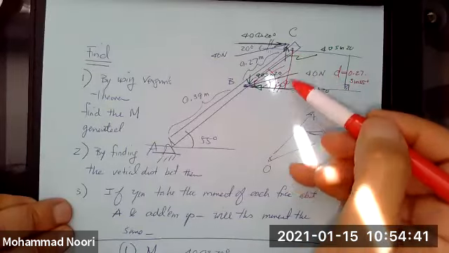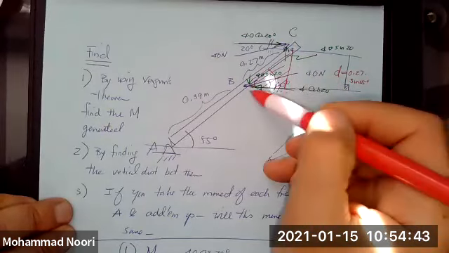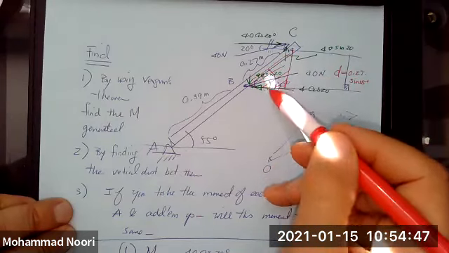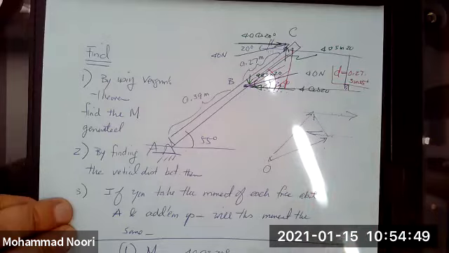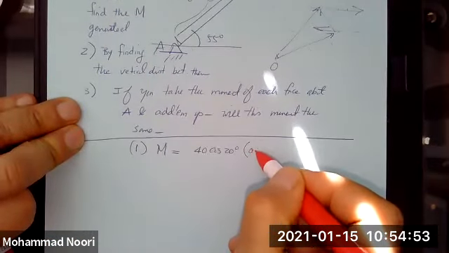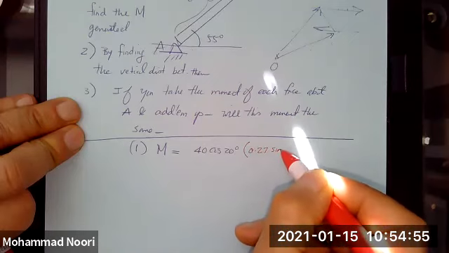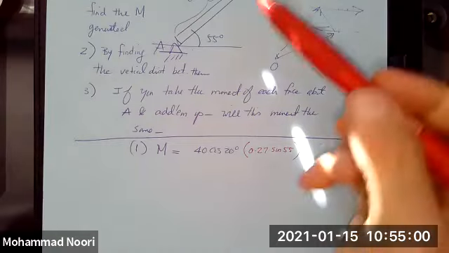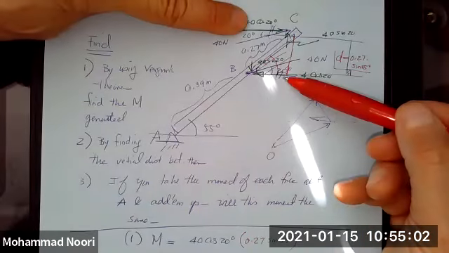In this triangle, this vertical distance, which is this side in this triangle, would be 0.27 times sine of 55. So that's what you write here, 0.27 sine 55. So this is the moment that this component generates.